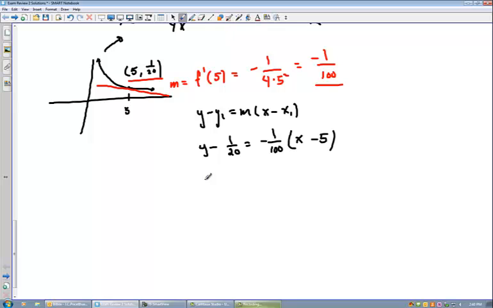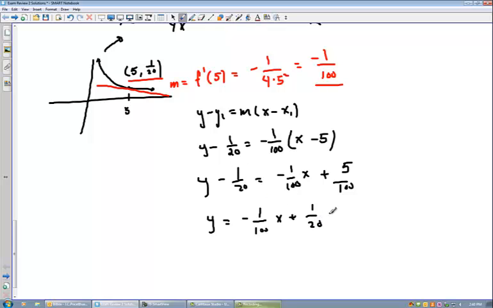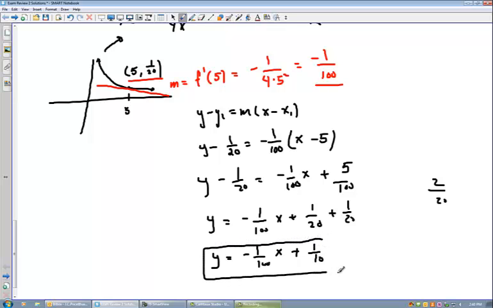And so let's do that. I have y minus 1 over 20 equals negative 1 over 100 times x plus 5 over 100. And so y is equal to minus 1 over 100 x plus, what's this, 1 over 20. And then to move over the minus, I'll add it. So y is equal to minus 1 over 100 times x plus 1 over 20 plus 1 over 20 is 2 over 20, which is 1/10. So plus 1/10. And that's my answer.